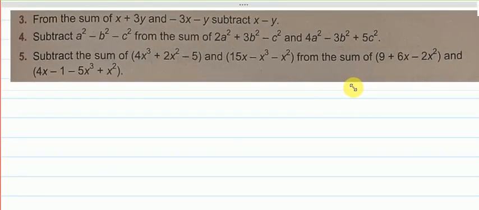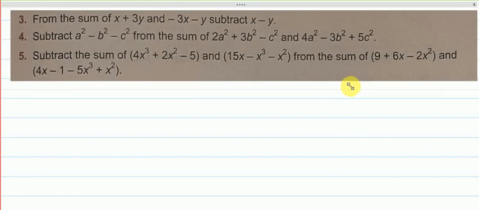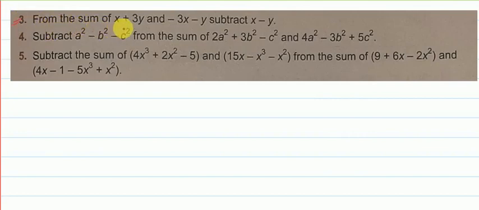We were doing exercise 12b. Now let us see question number 3. Here it says from the sum of this and this subtract this. So that means we have to add these two first and then from there we have to subtract this. So we are going to write like this.